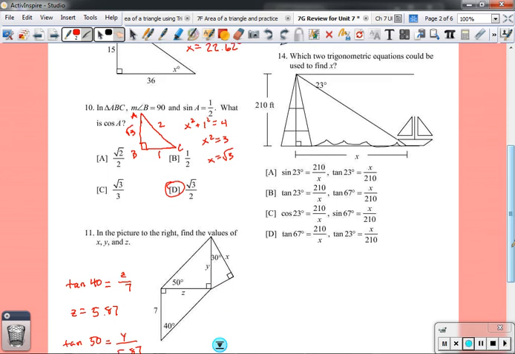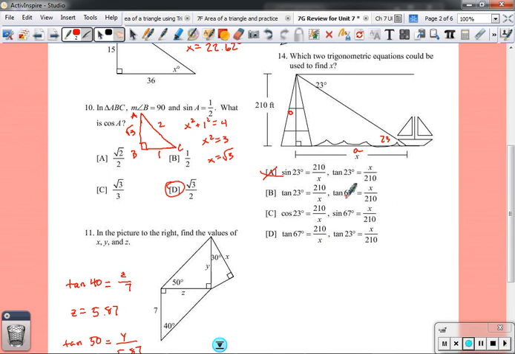Alright, which two trig equations could be used to find x? First I know that if this is 23, then this is 23 down here. So let's just go one at a time and see what works. The sine of 23 equals 210 over x, and x is this side right here. Well, this is opposite and this is adjacent. So sine, we don't know anything about the hypotenuse, so that's not going to be an answer. The tangent of 23 is 210 over x, that works. And then the tangent of 67 is x over 210.